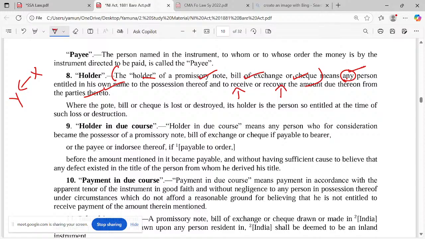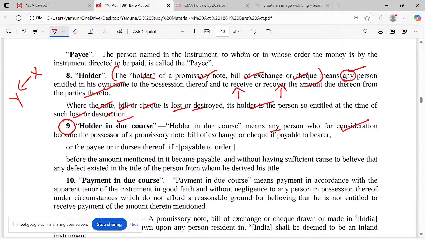Okay, where the note, bill or check is lost or destroyed, now his holder becomes the holder to family. Theft, other money cases, destruction, loss or destruction. If the question is related to holder in due course, it means any person who for consideration, because it should not come by unlawful means, it should not come by unlawful consideration.